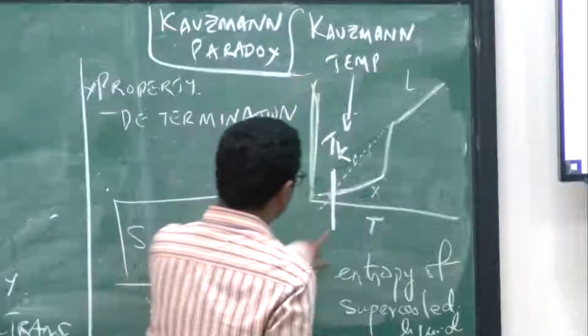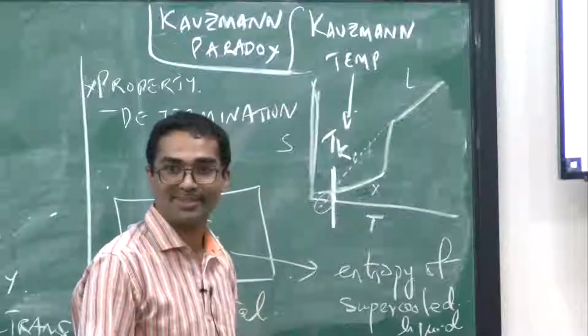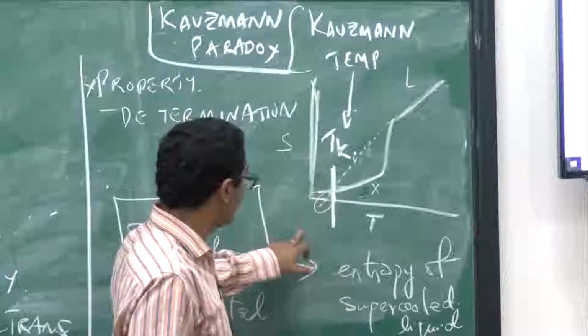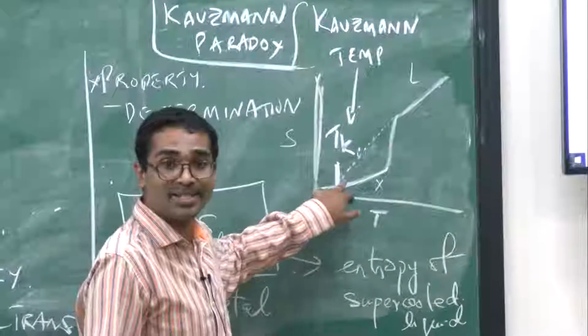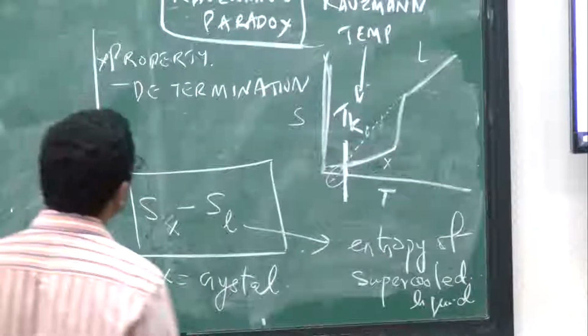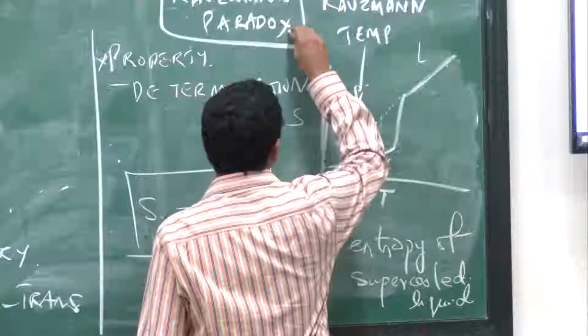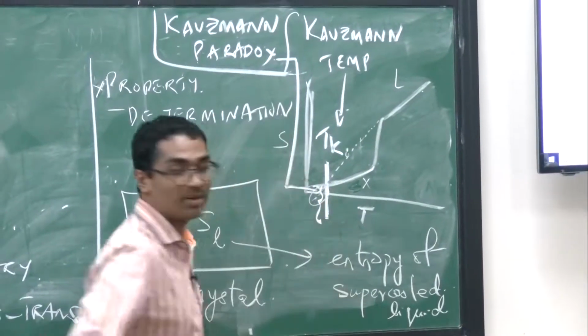What is the paradox that exists here? This is the paradoxical region. I extend this, I extend this, I extend this. This becomes a paradox, and because paradoxes cannot exist in nature, solidification should have occurred before this. So this is the Kauzmann paradox. This is the region of the Kauzmann paradox.